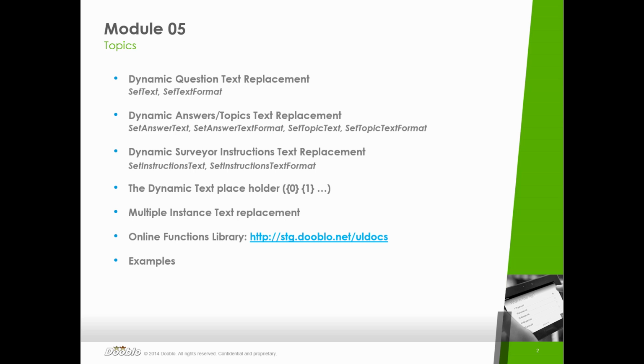If we want to dynamically replace a question text, we would use the following functions: setText if we want to replace the entire question text, or setText format if we want to replace only a specific part within that text. Similarly, we have functions for answers and topics. We would use setAnswerText to replace the entire answer text, or setAnswerText format to replace only a certain part within the answer text. Similarly, we have setTopicText and setTopicText format for topics.